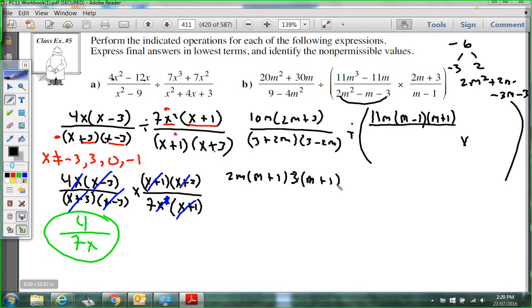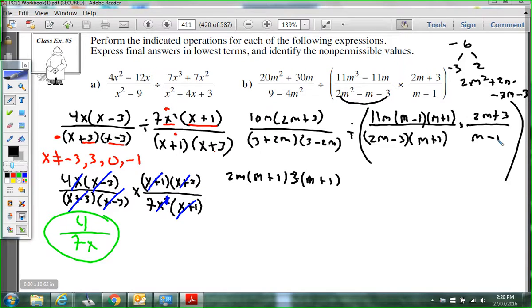So that means on the bottom here, we're going to have 2m minus 3, and then m plus 1. Okay, second one is already set up. We don't have any factoring to do. Good thing, because I'm running out of room. And that's supposed to be a multiplication sign. Okay, and m minus 1.